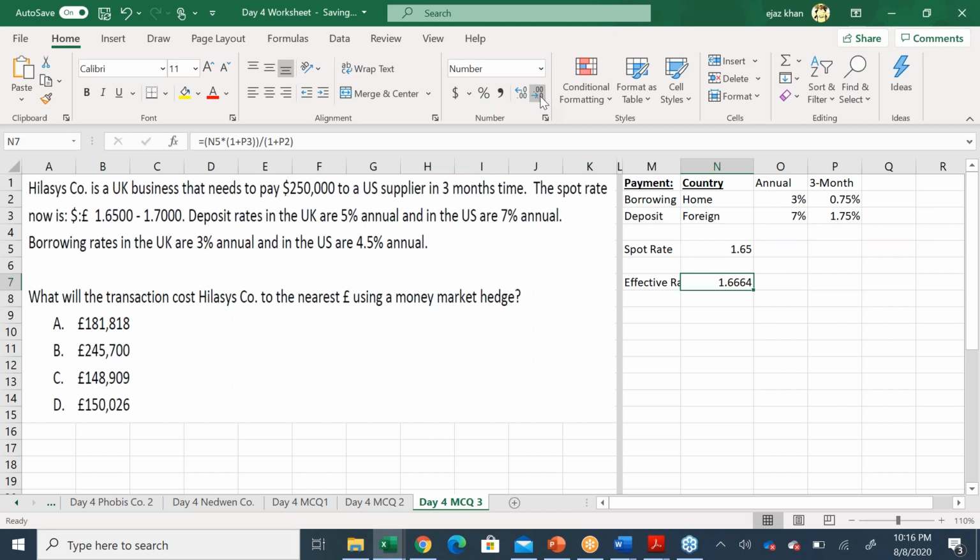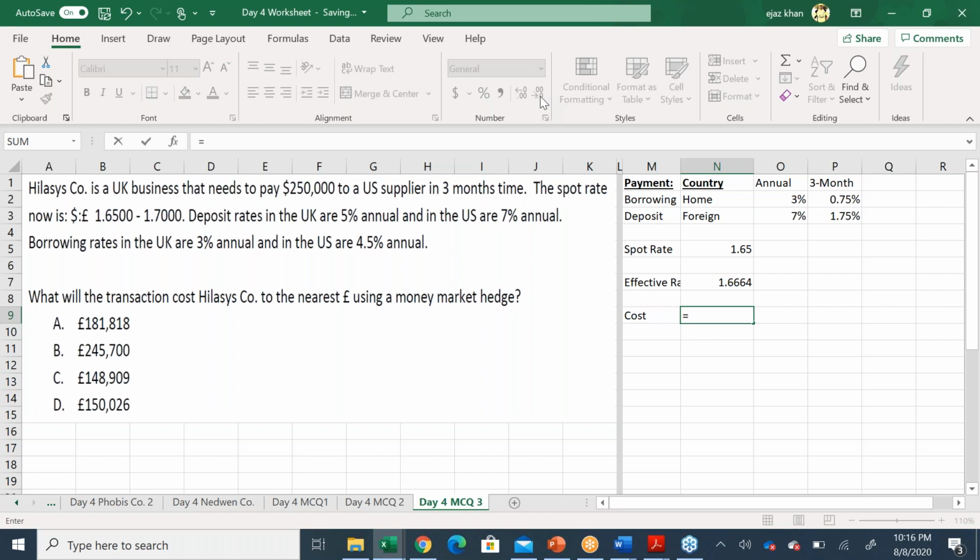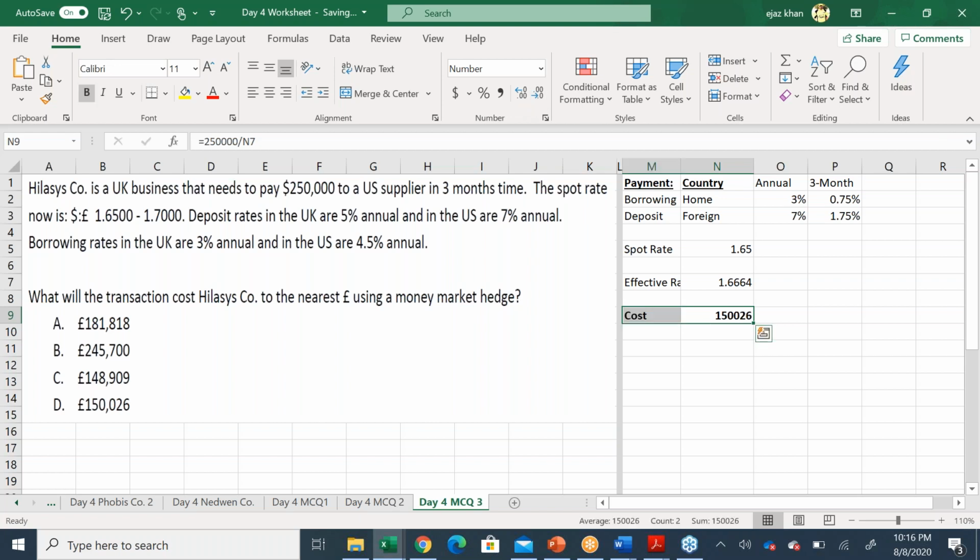Write it to 4 decimal places, and the payment for the cost will be 250,000 divided by this. That's the answer. The answer is equal to D.